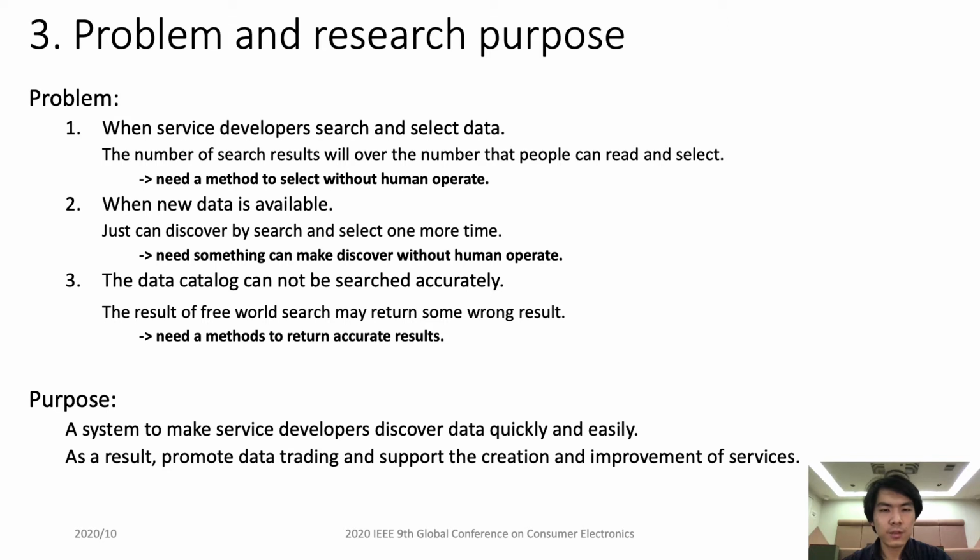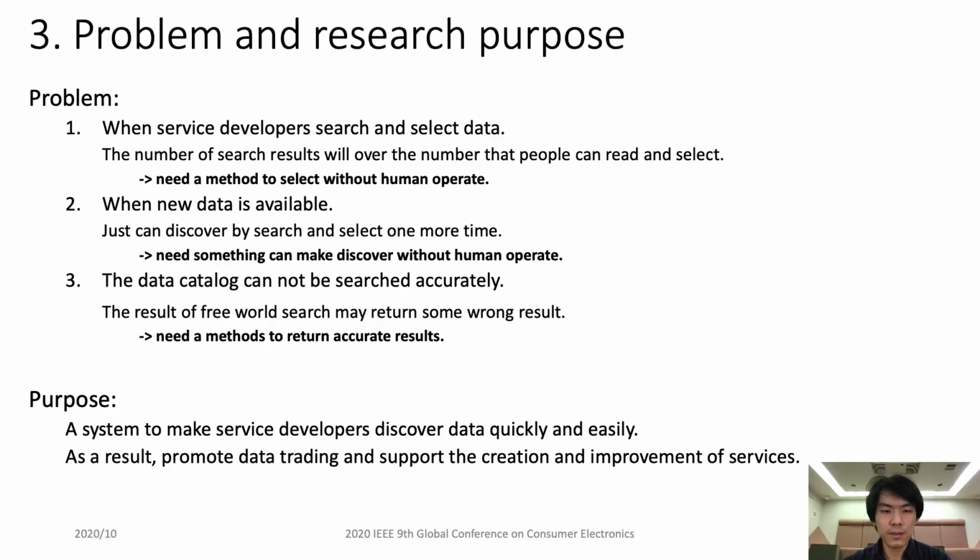The first one is when service developers search and select data, the number of search results will exceed the number that people can read and select. So they need a method to select without human operation. The second one is when new data is available. If service developers want to find the new data, they can only search and select one more time. So they need something to support discovery without human operation.